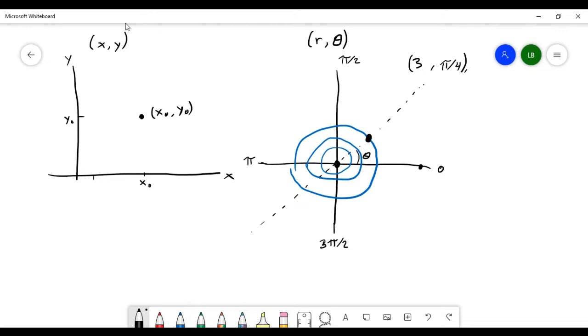And of course, if we had a negative radius, we would simply count in the opposite direction. So if we had negative 3 pi over 4, we would just plot that on the same angle line, but we would count 3 in the opposite direction.